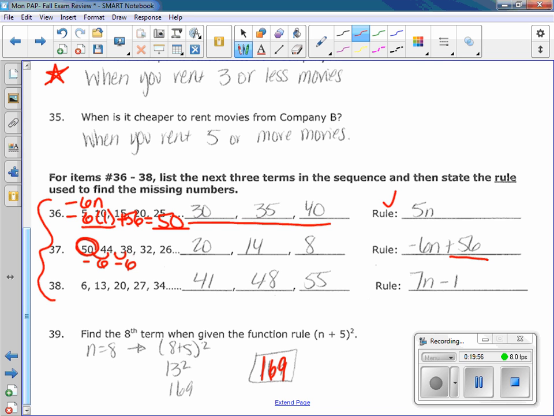The good news is it's going to be multiple choice on your test. So you can always just plug in whatever equations I give you, expressions. You can just plug in 1, 2, 3, 4 until you find the one that works.